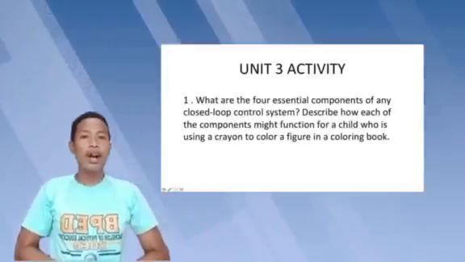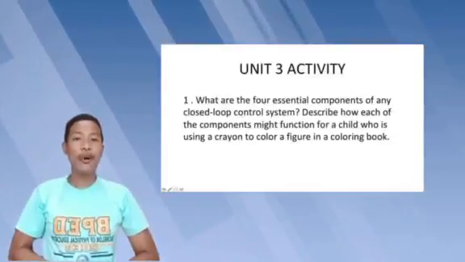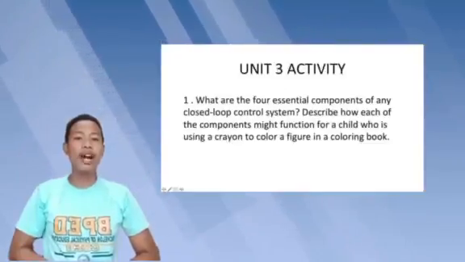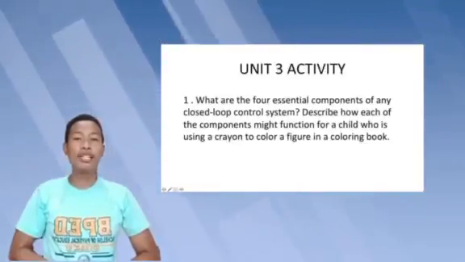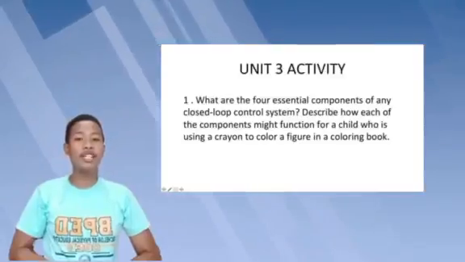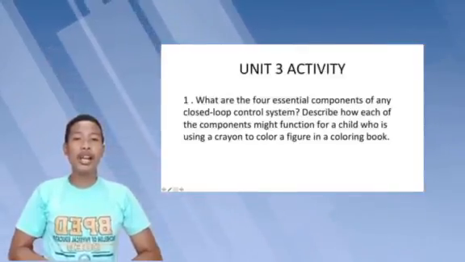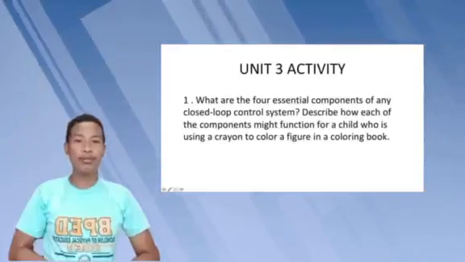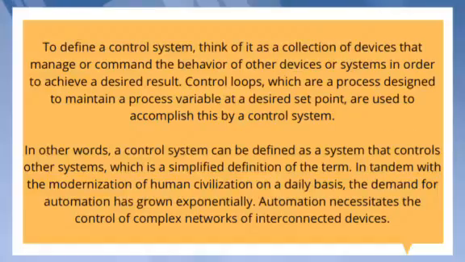For today's video, we're going to answer the question of Unit 3. So let's start. Question number 1: What are the four essential components of any closed-loop control system? Describe how each of the components might function for a child who is using a crayon to color a figure in a coloring book.